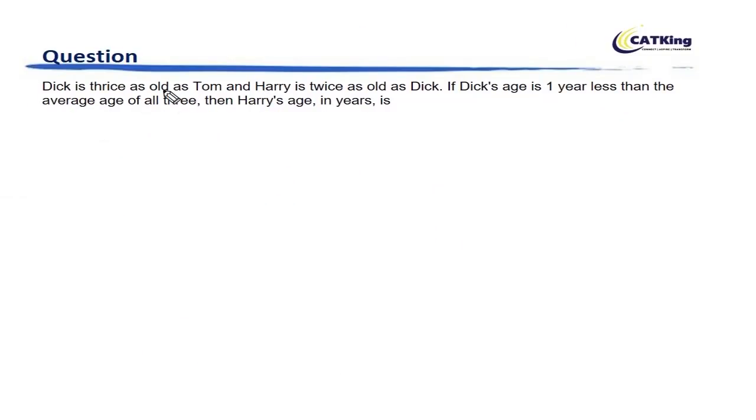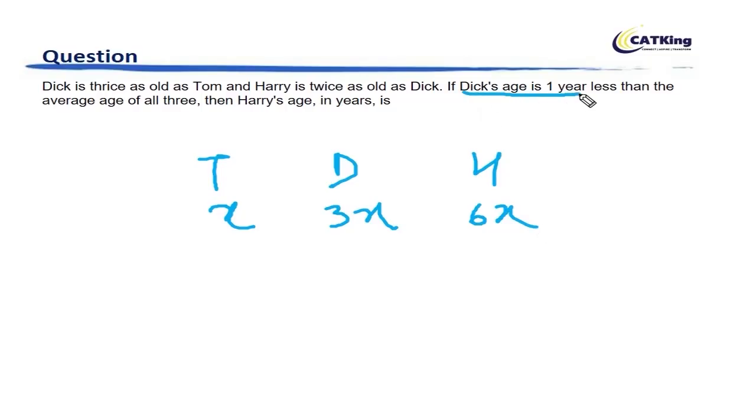Now there are 3 people, as we can see. There is Tom, there is Dick and Harry. Dick is thrice as old as Tom, so let's say Tom is X, so Dick will be 3x. Harry is twice as old as Dick, so Harry will be 6x. Now if Dick's age is 1 less than the average of all 3, so what's the average of all 3? X plus 3x plus 6x, 10x by 3, that's the average.